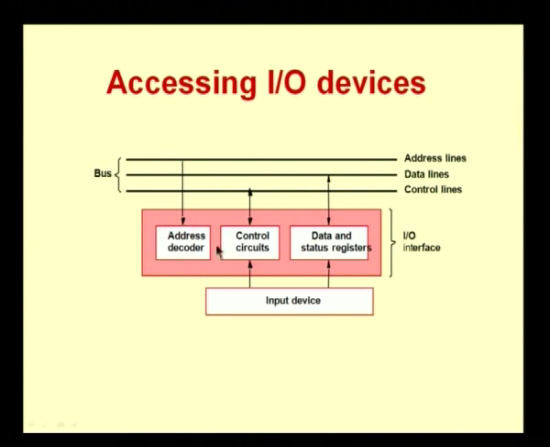Remember, we talked about decoding the address and identifying that the particular device is being addressed. So, you will have a decoder here, and then there will be some control circuits, and then there will be data and status registers. The data lines will be connected to the data and status registers, and control circuits will be connected to the control lines. It is the address decoder, control circuits and data and status registers which act as the interface between the input device and the bus. When we talk about writing data or reading data, it is basically writing data and reading data into its data and status registers. That is what will actually be done.